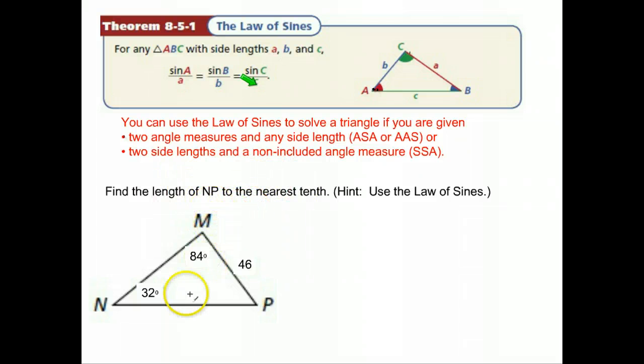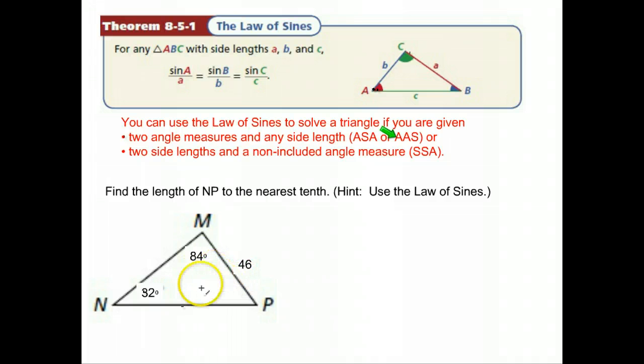It wants me to find the length of NP. Again, this is not a right triangle, so we cannot use the Pythagorean theorem. We can't use the trigonometric ratios for this. We are going to use the law of sines. Were we given one of our cases? Notice we have two angles and a non-included side. So we have angle, angle, non-included side, so we can use the law of sines.